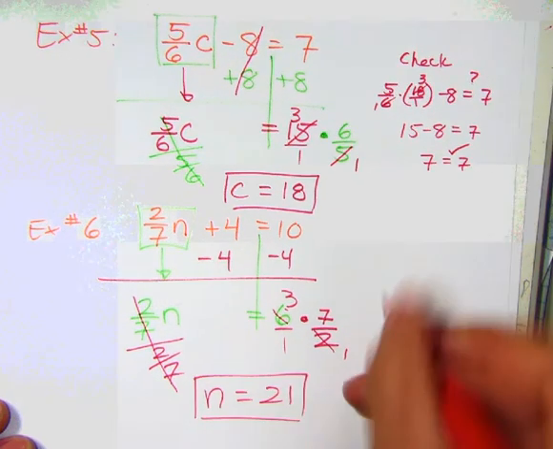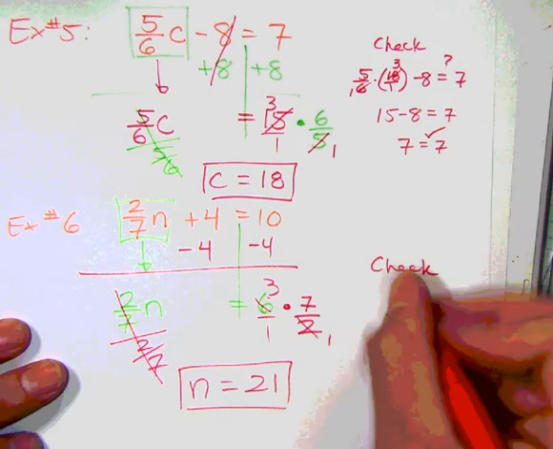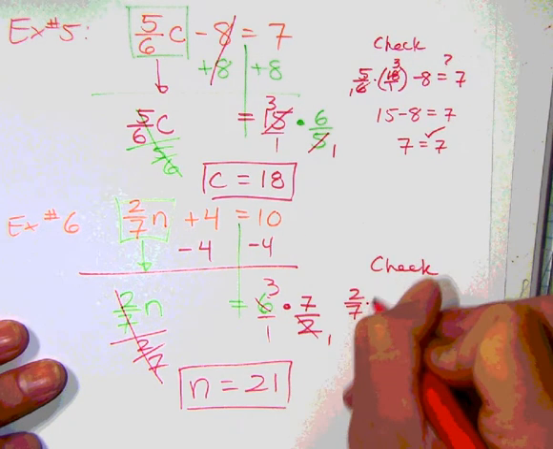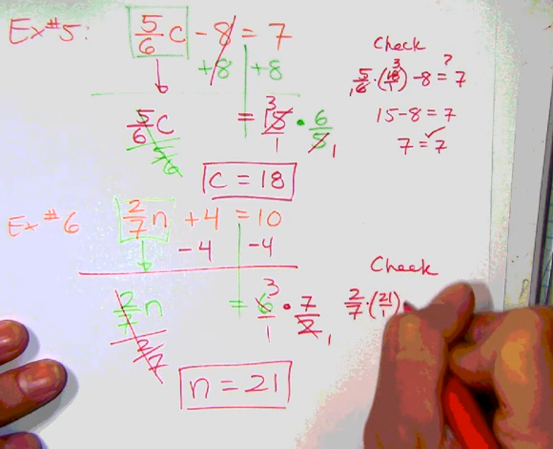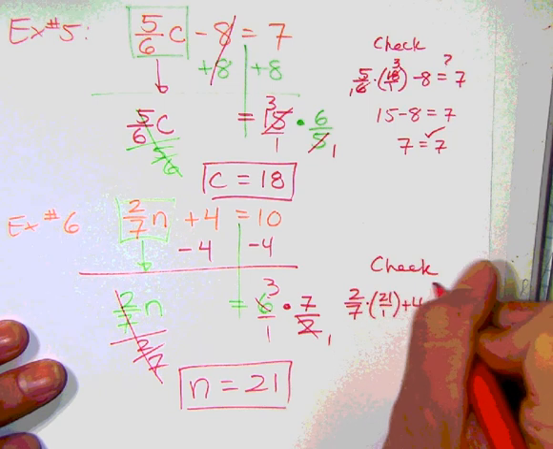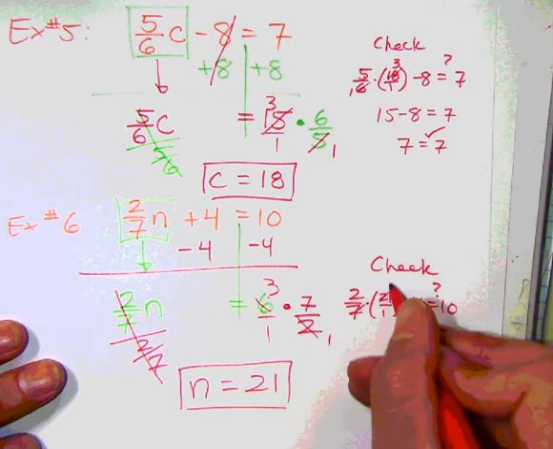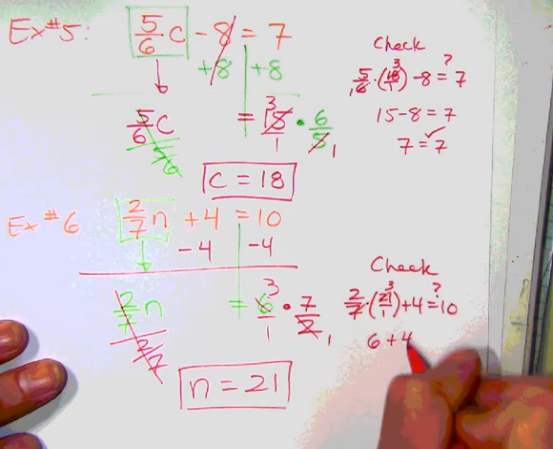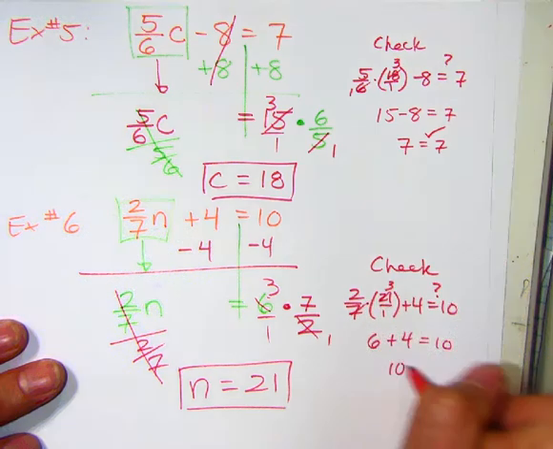All right, so let's check our work. 2/7 times 21 over 1 plus 4, does that equal 10? Cross-canceling helps my life. 6 plus 4, will that equal 10? Yes, it does.